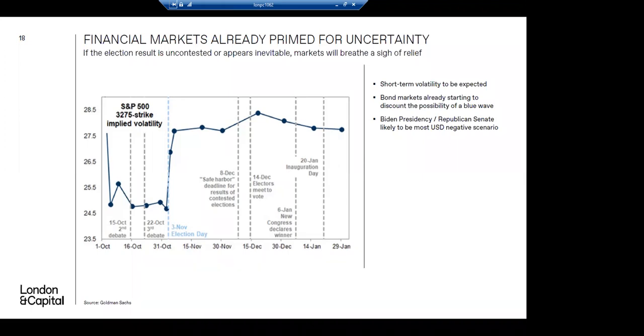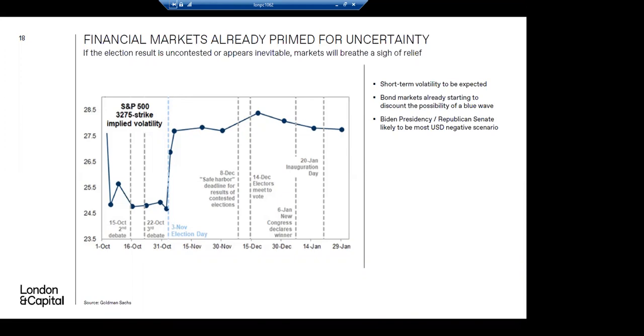Now, I think the key thing to point out is that the market is certainly primed for this. We can see in this chart that the implied level of volatility for S&P options shows that from election day onwards, right through to inauguration day, there is a higher level of volatility expected. If the election result doesn't lead to any contest, or maybe even if the gap is so wide that the result seems inevitable, regardless of the contest, the market can breathe a sigh of relief. We see risk deflate, and those levels of implied volatility start to fall again. So we shouldn't necessarily expect all the worst things from November to December.